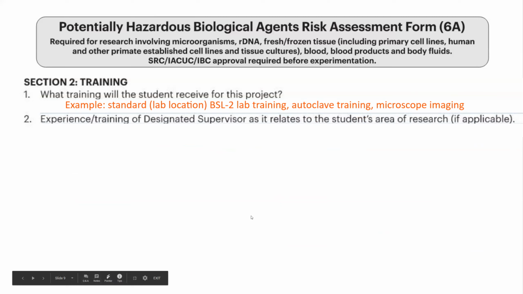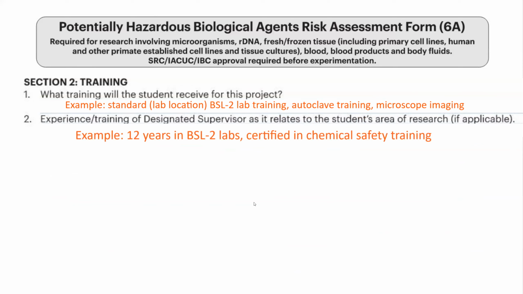Under number 2, the experience and training of the project supervisor as it relates to the project studied should be listed. For example, if a teacher majored in microbiology and has experience in a biosafety level 2 facility, that would be noted. Next, I'll let Charlie wrap us up.